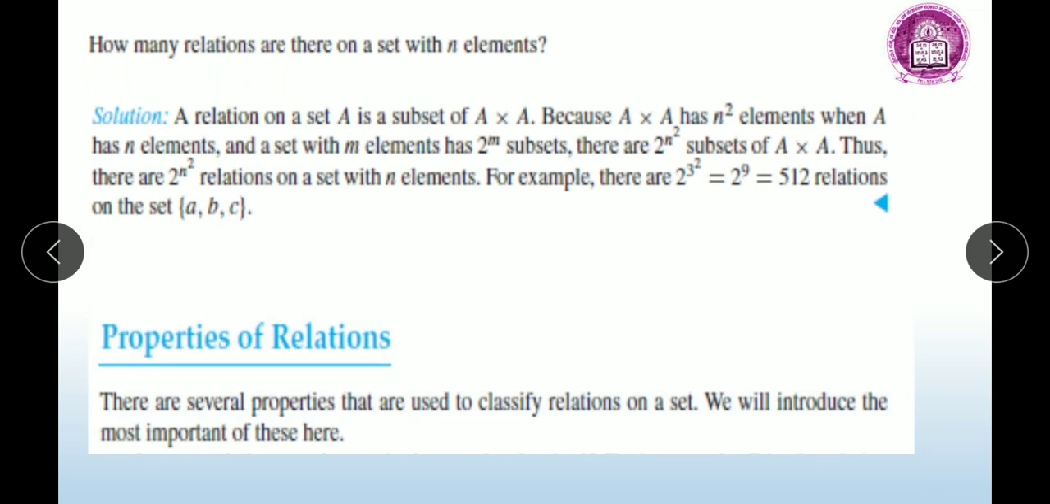Now let us discuss some of the properties of relations. There are several properties that are used to classify relations on a set. We'll introduce the most important of these here. One of them is reflexive, then symmetric, antisymmetric, and transitive properties.